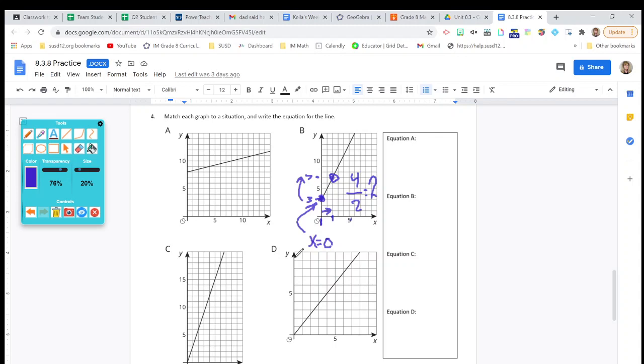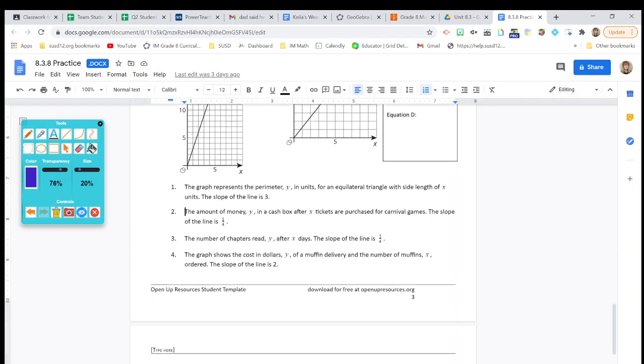If you order 5 muffins, it's going to cost you, let me count it, $11, $12, $13. The equation for this line is Y, the cost of your delivery, equals $2 per muffin times X number of muffins ordered plus a delivery fee of $3. We can see all of that from the graph. Okay, now you have written your 4 equations and matched what situation is described by what graph.